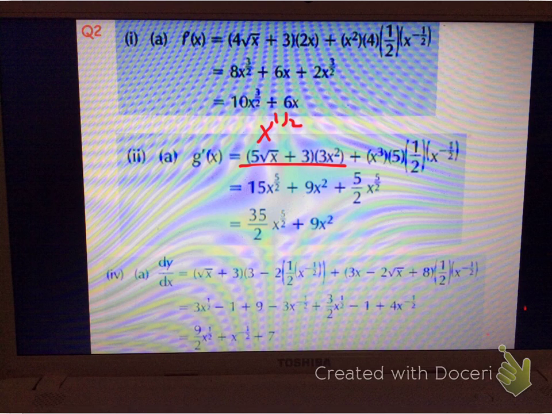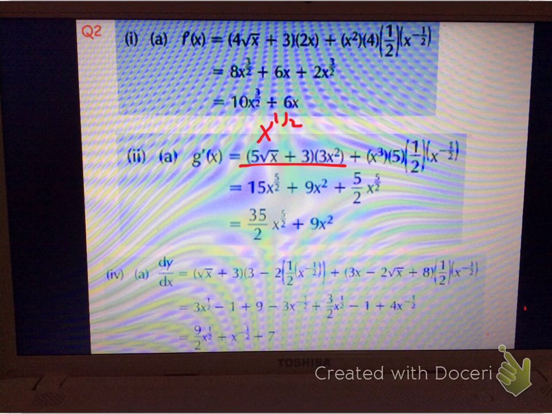Then they group together the x to the powers of 5 over 2. So that's 15 plus 5 over 2 works out to be 35 over 2 times x to the power of 5 over 2 plus your 9x squared. And again, if you had multiplied out the brackets first and then differentiated it, you'd get the exact same answer. Just watch your rules of indices.